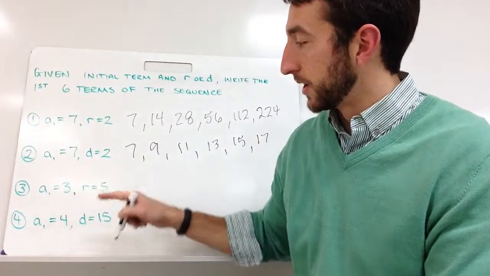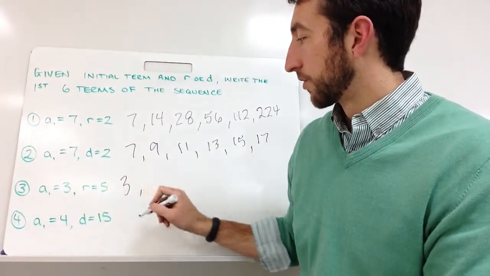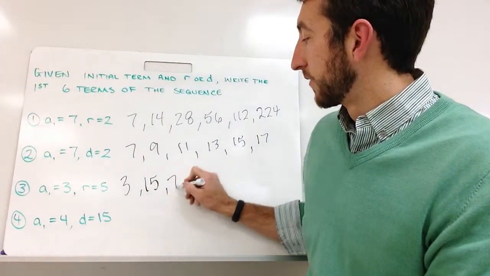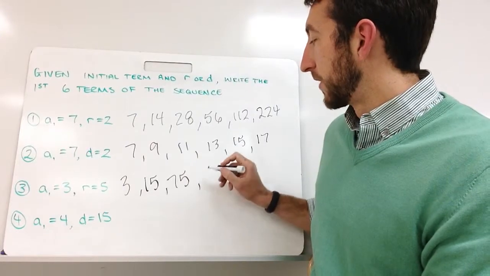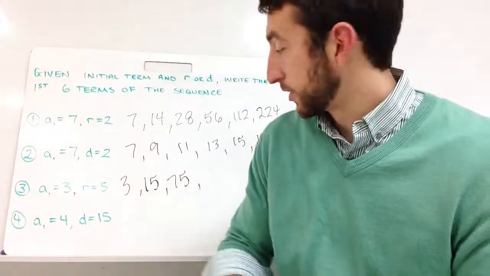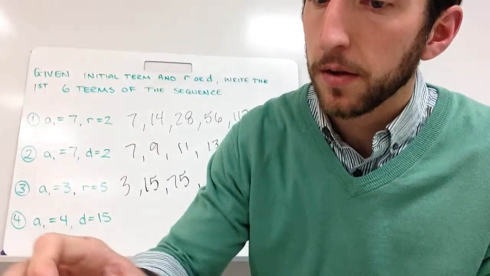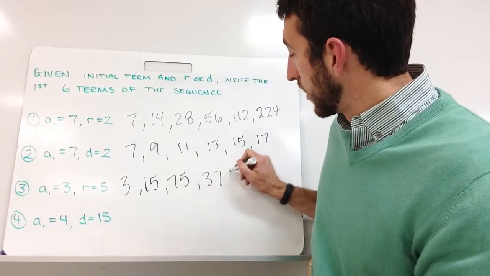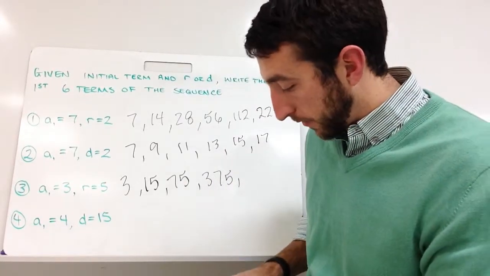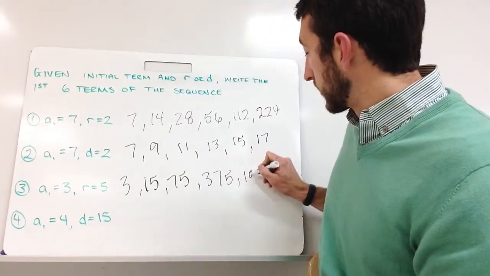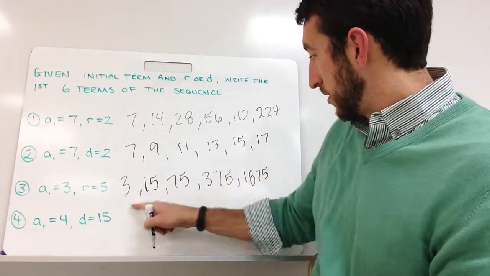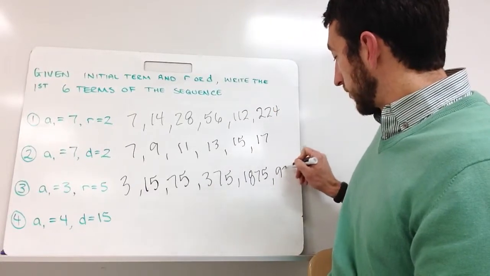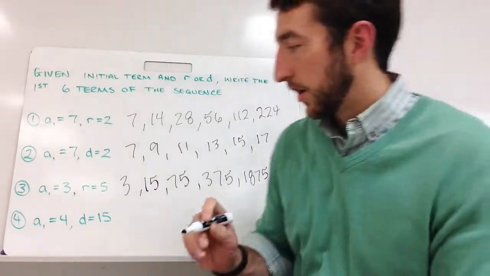This one, I got an R, it's geometric. My initial term is 3. So 3 multiplied by 5, that's 15. Multiplied by another 5, that's 75. Multiplied by another 5, that is, actually let me check that one. 375. Multiplied by another 5, 1875. One more, 9,375. All right, so that's that one.